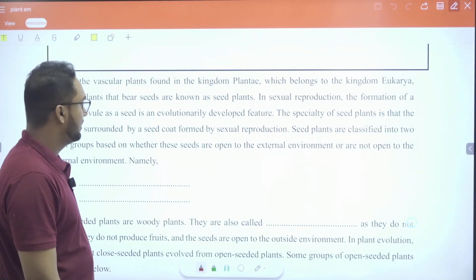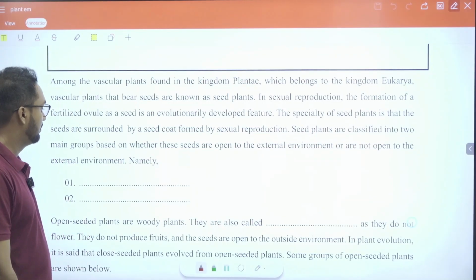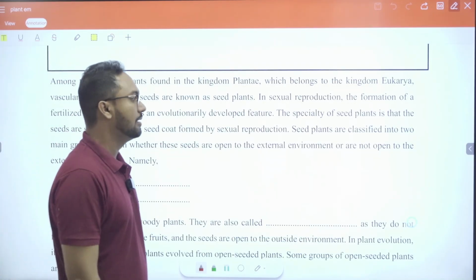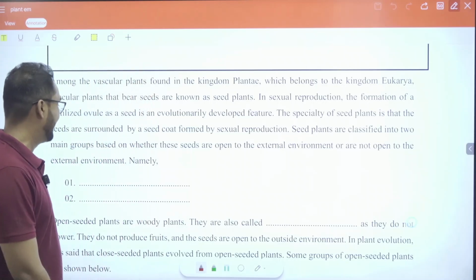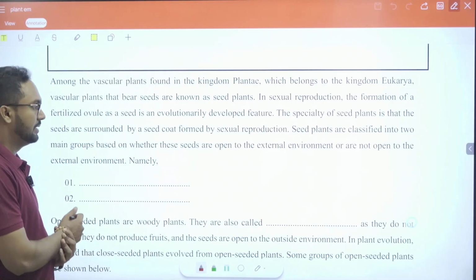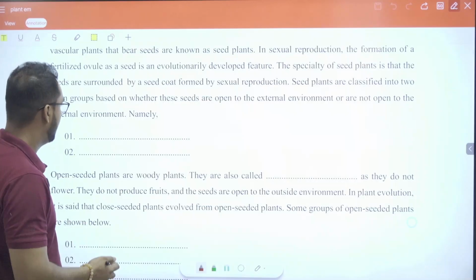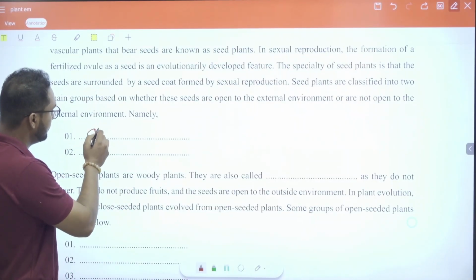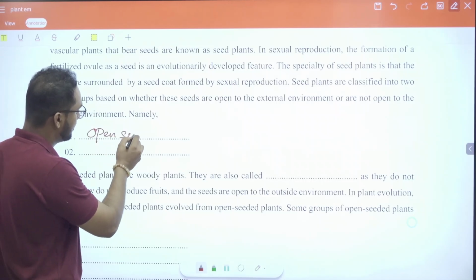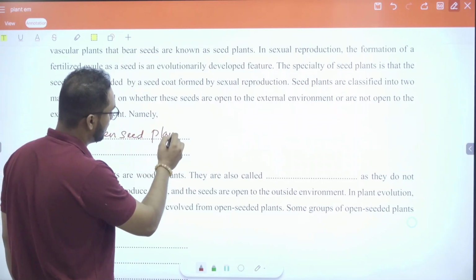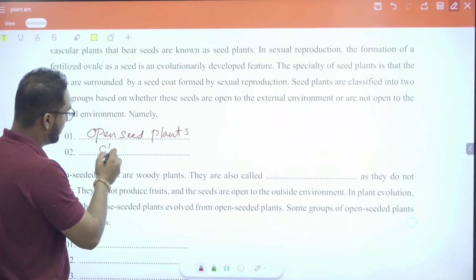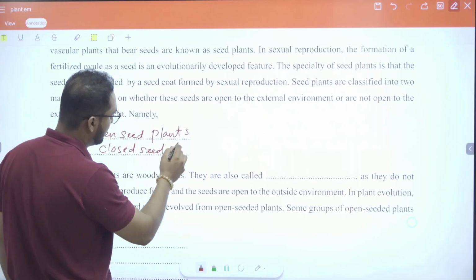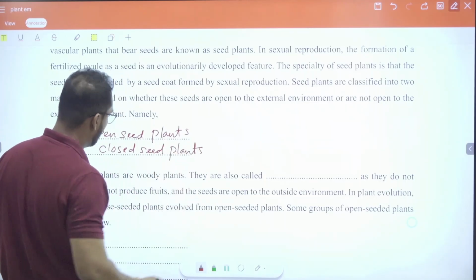Seed plants are classified into two main groups based on whether these seeds are open to the external environment or are not open to the external environment, right? So namely, there are two types: open seed plants and closed seed plants, right? These are the two.